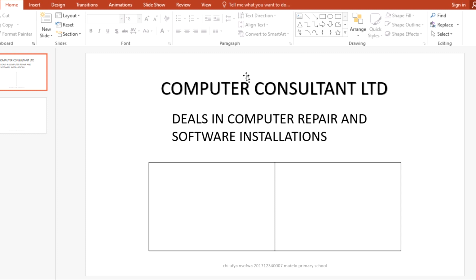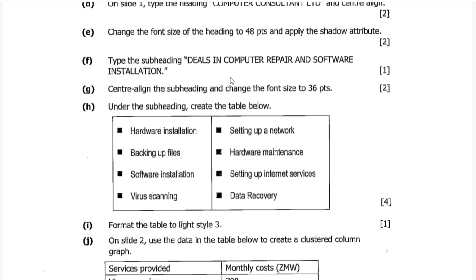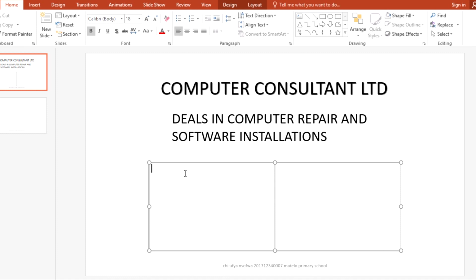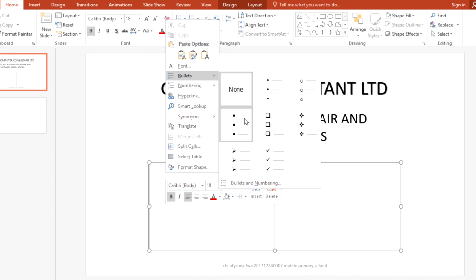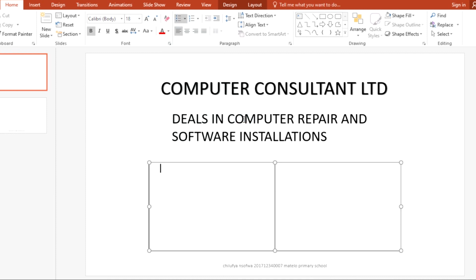So after doing that, what we need to do now is create this table. As you can see, these are filled square brackets, so we're going to use some bullet styles here. Let me add this first part and I'll be able to show you the rest of the complete set. So the first part is the hardware installation. So let us click inside this column and right click and go on bullets and go on filled square bullets.